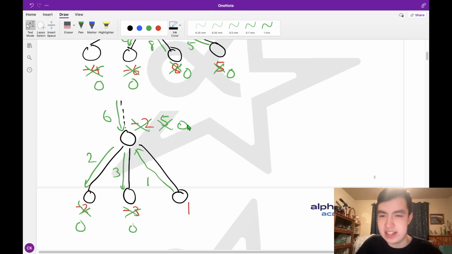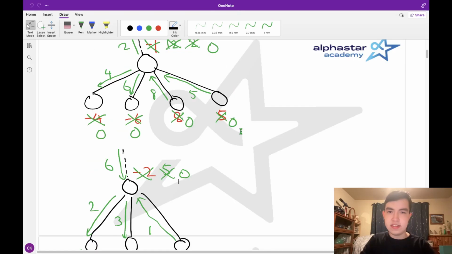And the reason we bring in 6 hay bales to this tree is that we were lacking exactly 6 hay bales, because this had -1, this had -2, and this had -3. So we had a net negative of 6 hay bales, so we need to grab those from higher up in the tree.